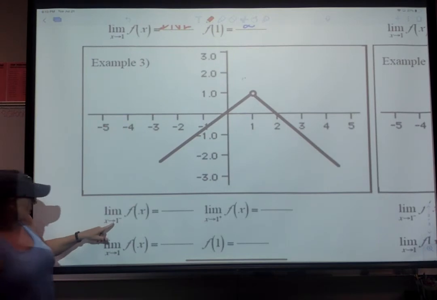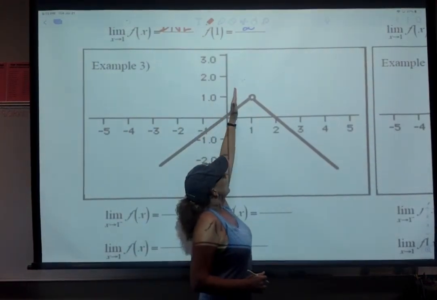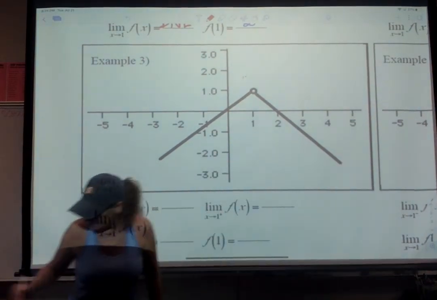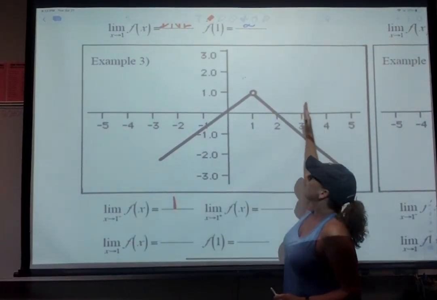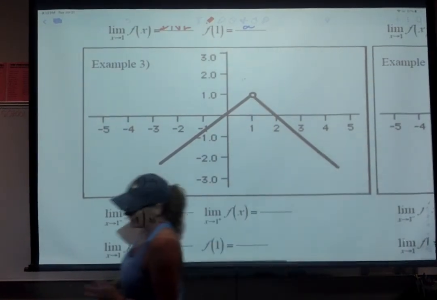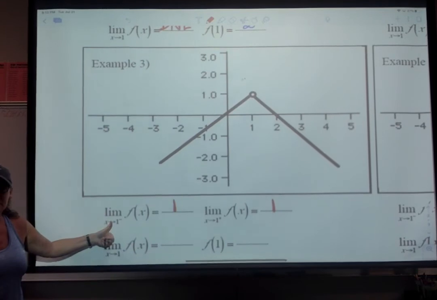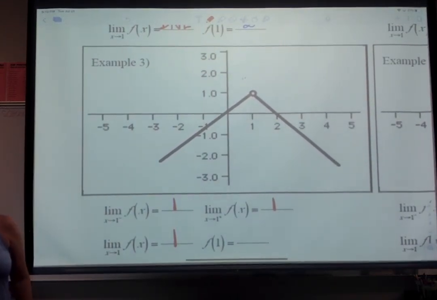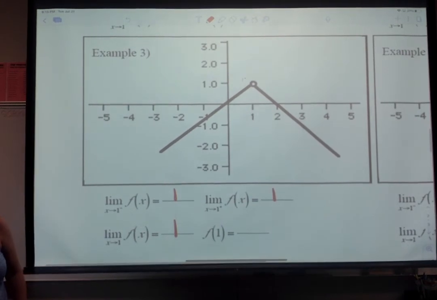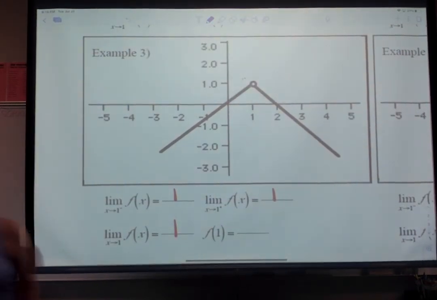Okay. Still looking at 1 again. Limit from the left. My y's are headed toward 1. Limit from the right. My y's are headed toward 1. The limit, they match. And just for fun, the function value, there's not one.